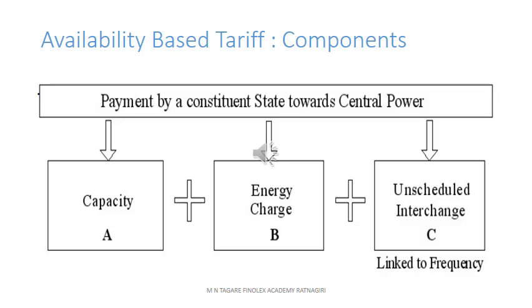Now let us discuss what are the components of this availability based tariff. As we have discussed earlier, it is the exchange between the generators and the load consuming companies. The payments made by the power distributing companies like MSEDCL have three basic components, A, B and C. The first component is called the capacity component.